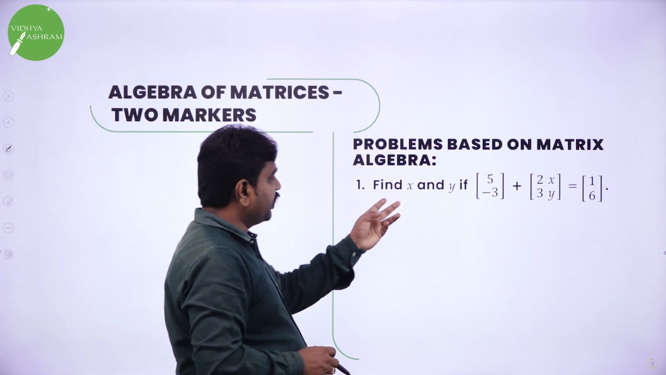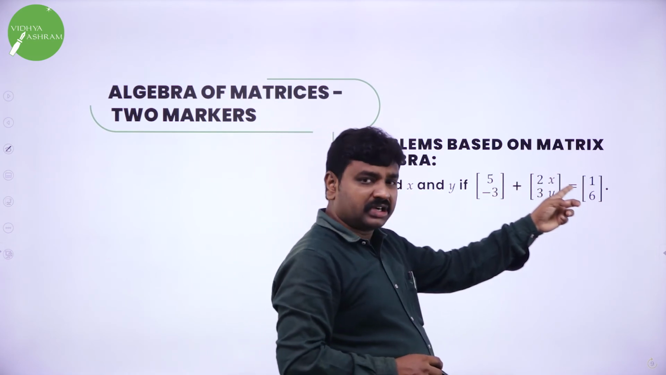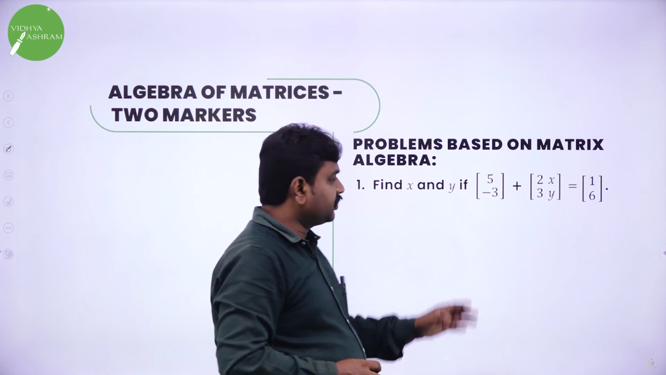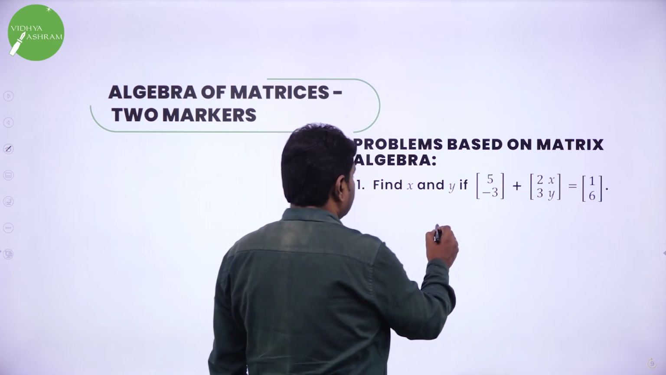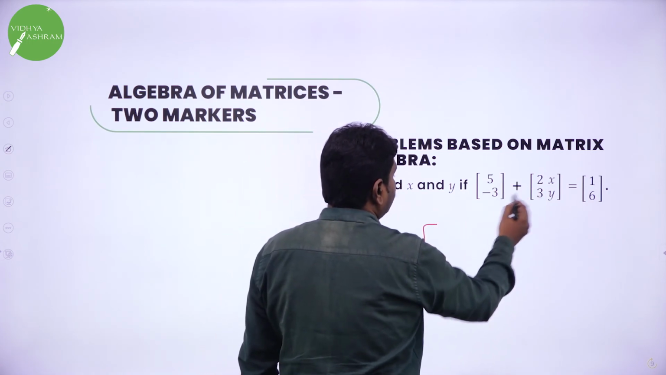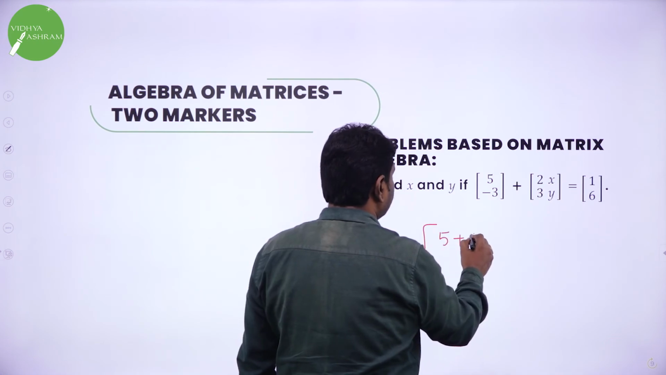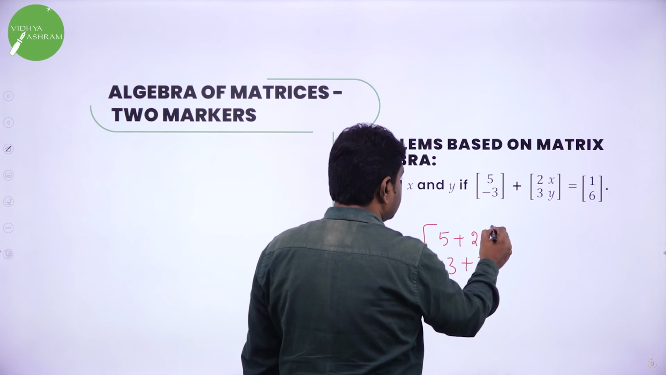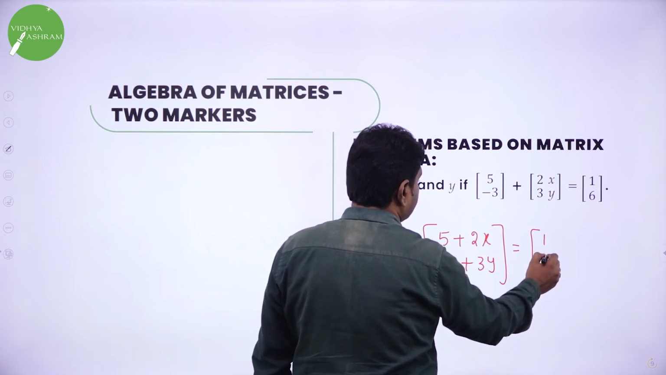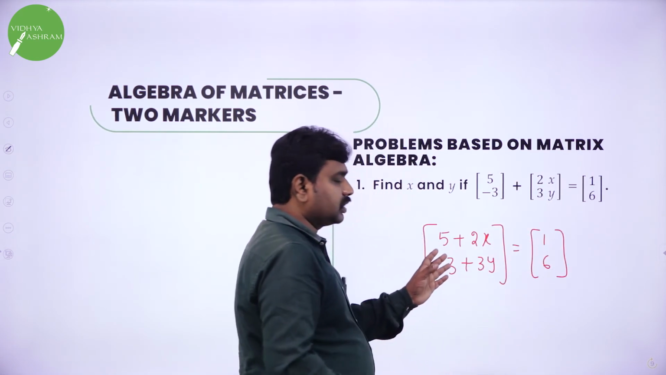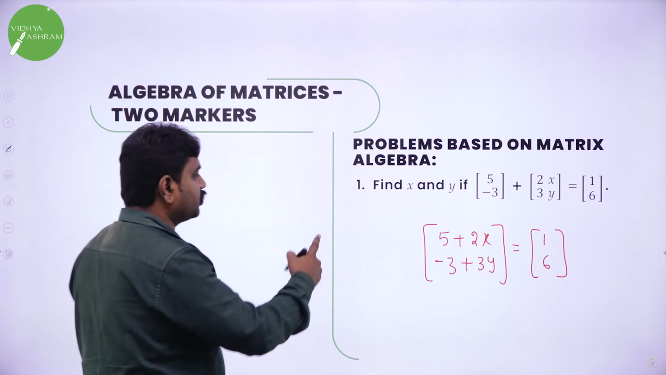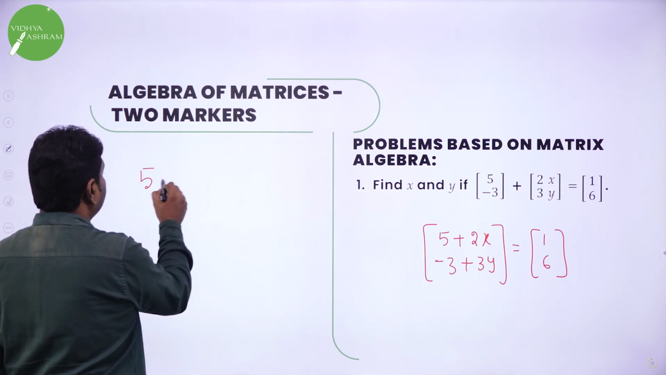Now find x and y. They told the sum of two matrices is equal to this. So they want you to find x and y. Simplify LHS. So how to add two matrices? Add corresponding elements. 5 plus 2x, here minus 3 plus 3y is equal to what? 1, 6. So now we got two matrices equal. If two matrices are equal, corresponding elements have to be equal. So equate first one with first one.